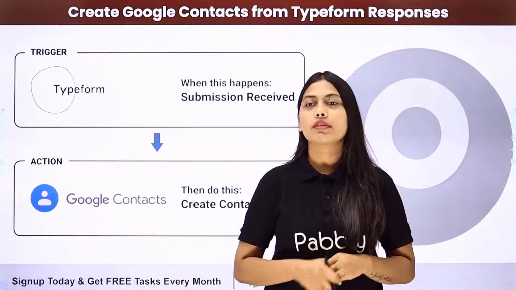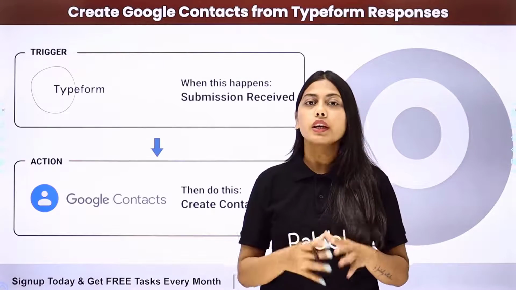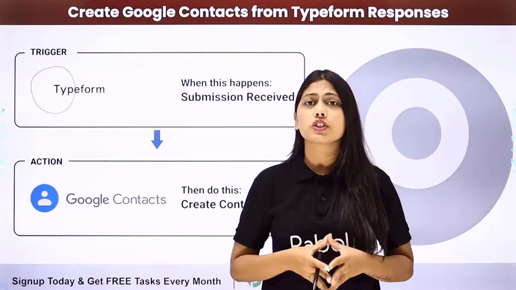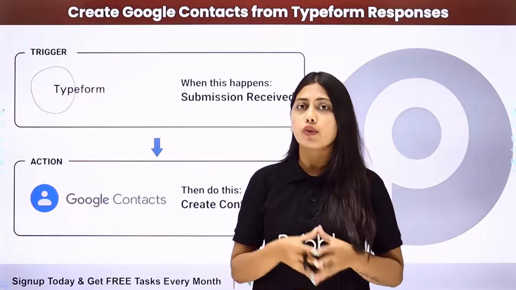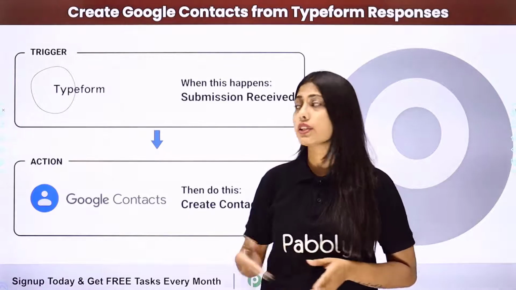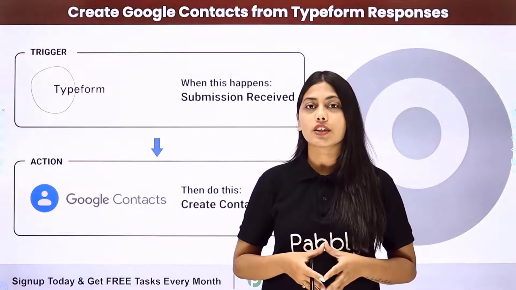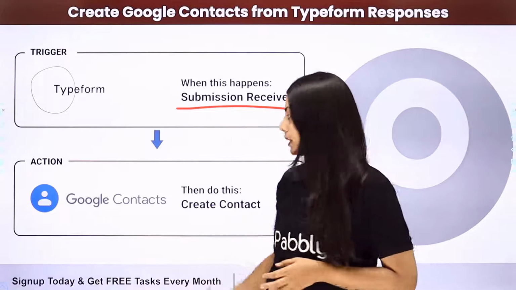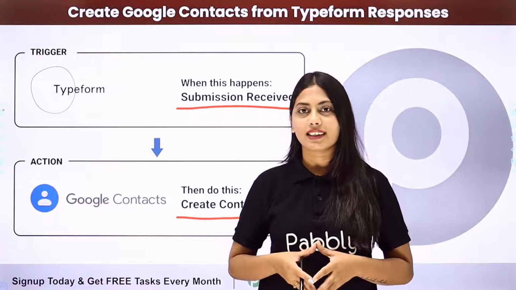Hello everyone, today we will learn how to create Google contacts from Typeform responses. So there is no worry about creating Google contacts again and again, because you can just create a form using the form builder application Typeform, and every time the form is submitted, you will get a new Google contact created automatically using this automation that you will be creating using Pabbly Connect. In this automation, our trigger will be the submission received from the Typeform, and our action will be creating a contact in Google Contacts. Let us learn how to do that.